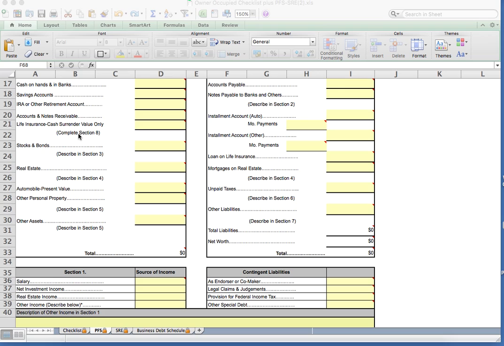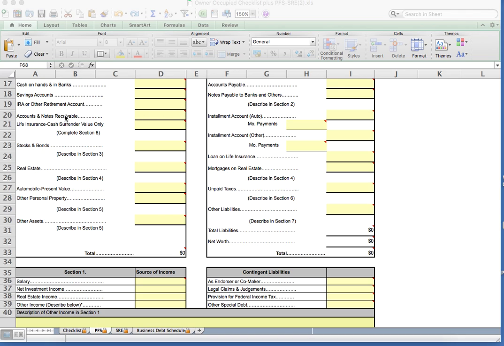The IRA or other retirement accounts: here, you will want to focus on any retirement accounts you have, anything that has to do with mutual funds, with your brokerage accounts. You will actually get your statements and make sure that you put that amount in this particular section.